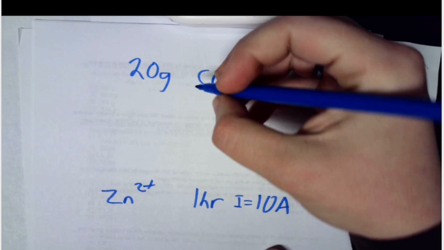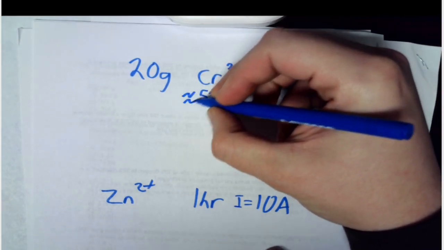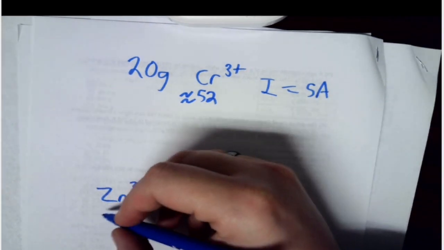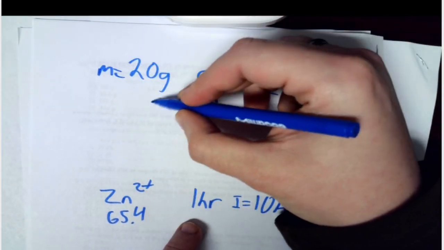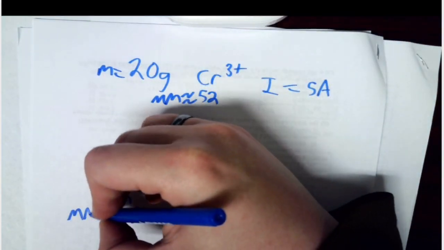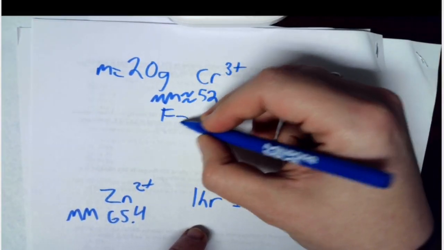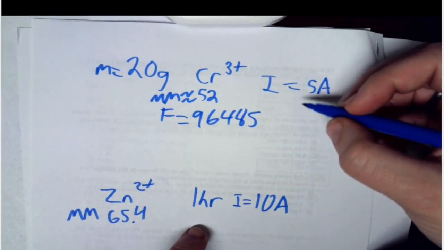But one thing I need to look up real quick is the molar mass of chromium, which is about 52. It's like 51.996, so it's about 52. And zinc is about 65.4. So, I'm given, we got a mass, we got a molar mass, we got a current. Faraday's is always 96485. The only thing we need is N.